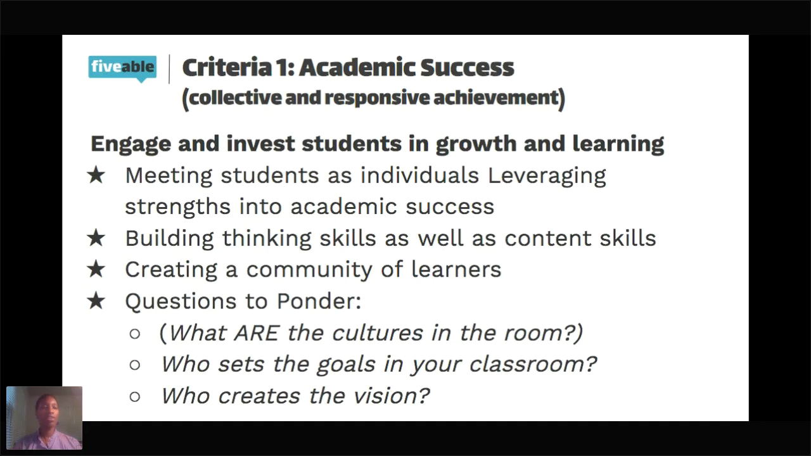It's about creating critical thinkers. It's about building skills that are about critical thinking as well as content skills, and creating a community of learners, so that students know that learning is the expectation, that growth is the expectation. And so if you're out there and you want to think about these questions for a moment, think about what are the cultures in your rooms.